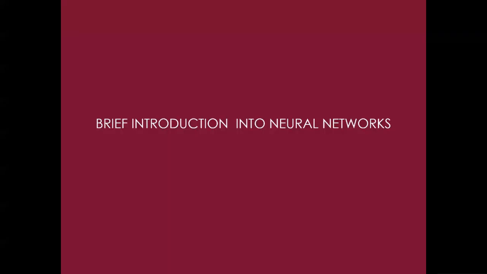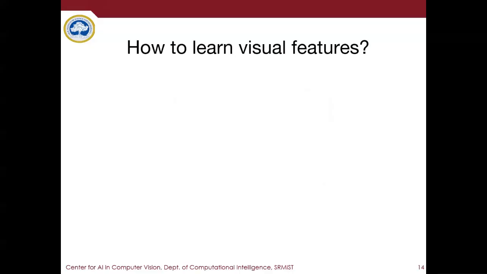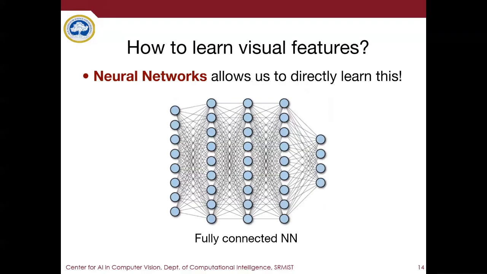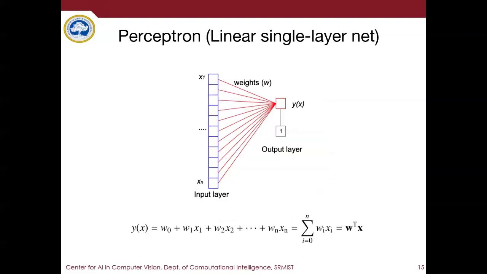Now, having said that, we will have a glimpse into neural networks, how a deep neural network is working and how we can use it for vision in particular. I'm not going very deep, but at a higher level, I will give you a picture. Neural networks allow us to directly learn. As I told, we need not handcraft the features; it learns them automatically by itself.